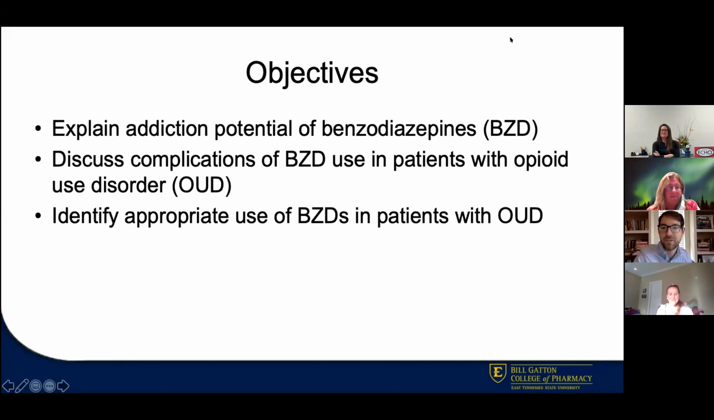So after the presentation, you should be able to explain addiction potential of benzodiazepines, discuss complications of benzodiazepine use in patients with opioid use disorder, and identify appropriate use of benzos in patients with opioid use disorder.